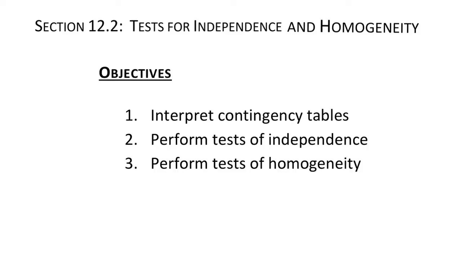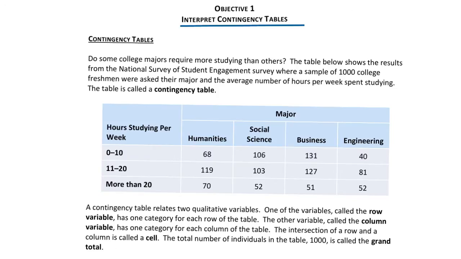And there are three objectives in this section: interpret contingency tables, perform test for independence, and perform test for homogeneity. Do some college majors require more studying than others?